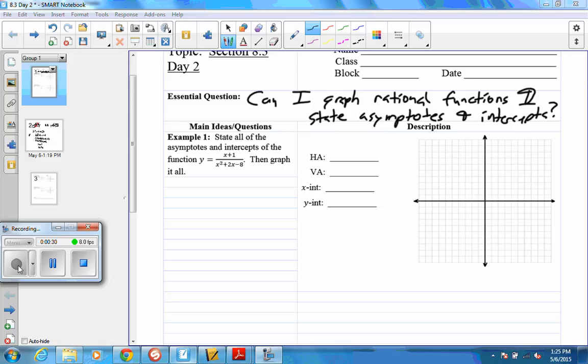So guys, look at this main idea of this question. Example 1: State all the asymptotes and intercepts of the function, and then it gives you that function. Then graph it all. So what's the only thing that's new here that we haven't done yesterday? Graphing it all. And here's what's awesome about the graphing: your calculator will do all the work.